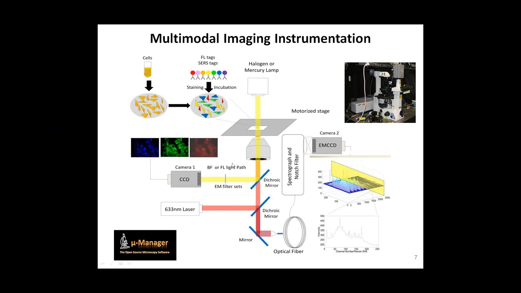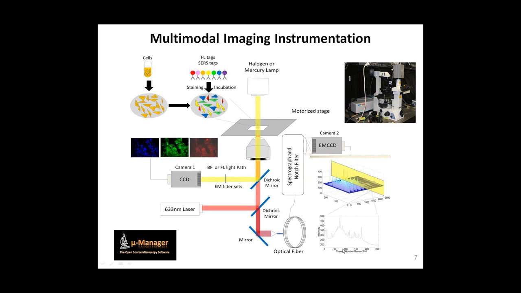On the other hand, for SERS imaging, for the Raman signal collection, we're using a 633 nanometer laser and using point scanning with the help of our motorized stage. The spectral data were collected and filtered through our spectrograph and a notch filter. Using the CCD camera, we can get a series of spectral data for each point that we scanned. All of this is implemented in Micromanager, and here is one example picture of our actual instrumentation.